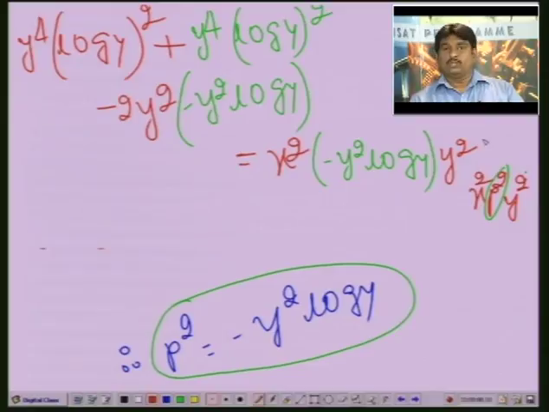Okay, so what I have done: from the second factor I got p square equals minus y square log y. To get the singular solution, I had to eliminate p from the given differential equation. But my equation contained both odd and even powers of p. So for simplicity, I converted this to an equation involving only even powers of p. And then I replaced p square by minus y square log y to get that equation. Now I have to simplify this.